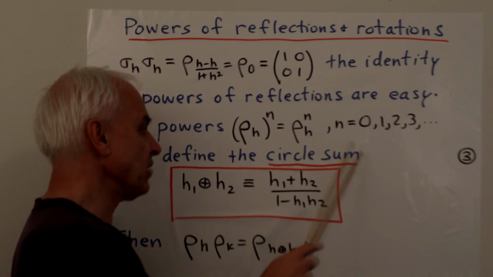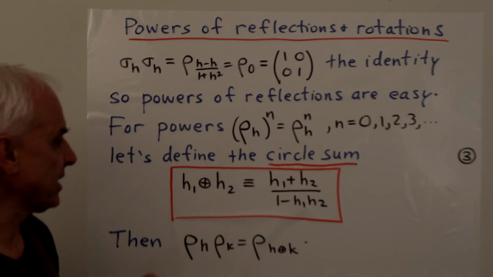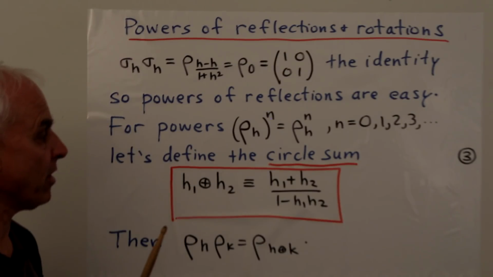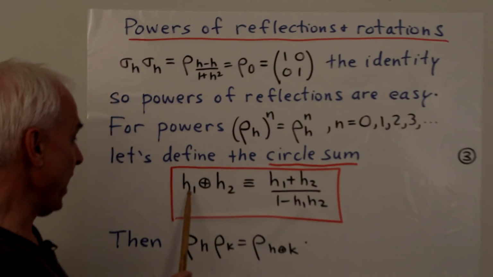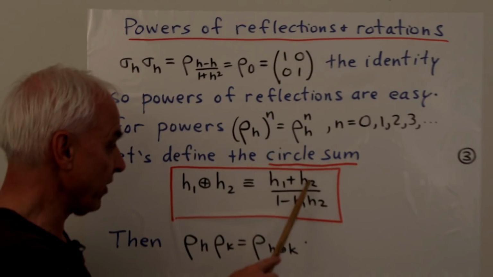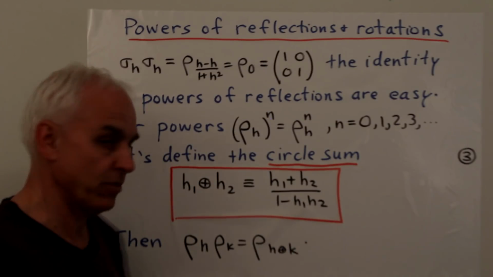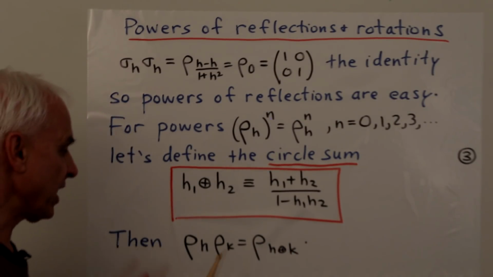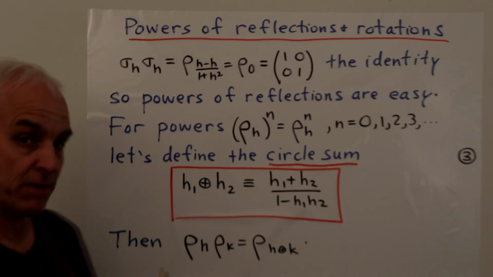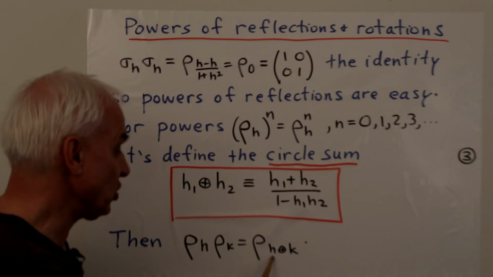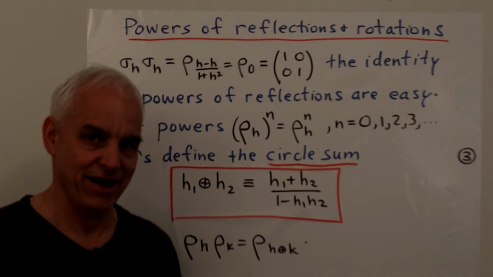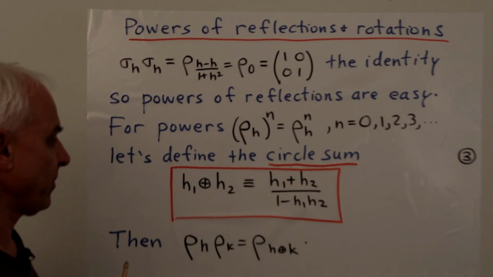And to do that, let's introduce this circle sum. So this is just the expression that appears in our formula for multiplication of points. So h sub 1 circle sum h sub 2 is by definition (h1 plus h2) over (1 minus h1 h2). So then we can express the product of two rotations, rho sub h followed by rho sub k, to be rho of h circle sum k, instead of h plus k over 1 minus hk. So just a little bit of notation.